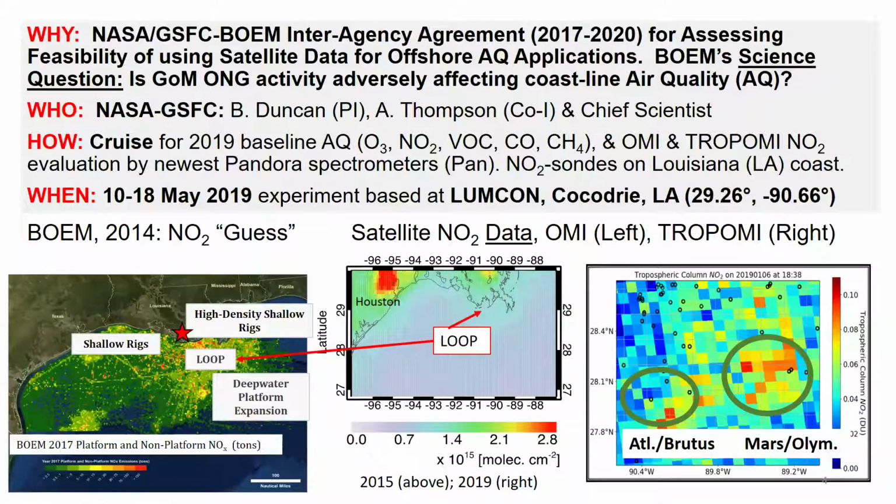This loop, incidentally, is called the Louisiana Offshore Oil Port. It's 10 nautical miles diameter. It's where ships come in and take fuel.